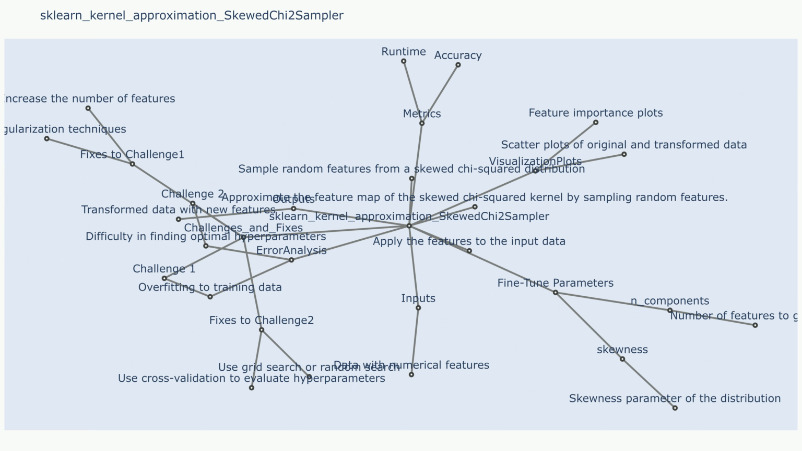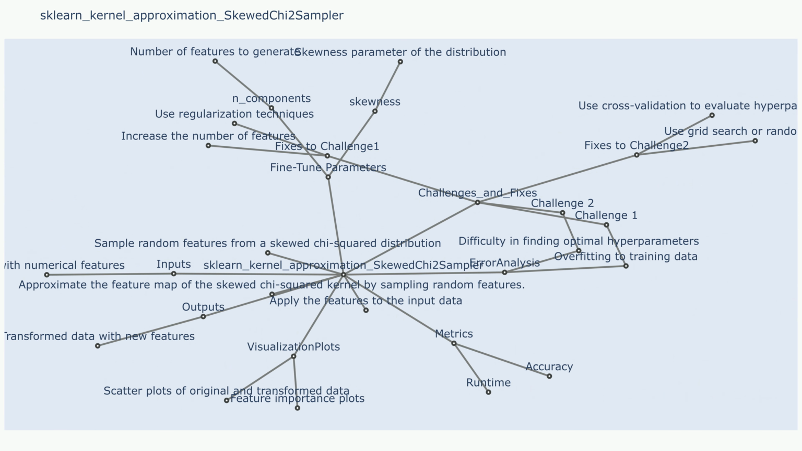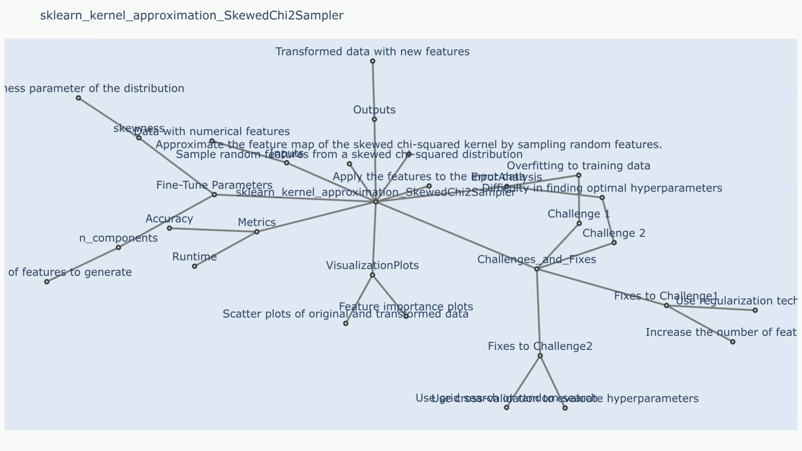Metrics. Accuracy. This measures how well the approximated feature map captures the similarity between data points compared to the actual chi-squared kernel. Computational cost. This measures the time and memory resources required to perform the transformation. Visualization plots. Scatter plot. This visualizes the transformed data points in a 2D or 3D space, which allows for visual inspection of the data distribution and the effectiveness of the approximation.